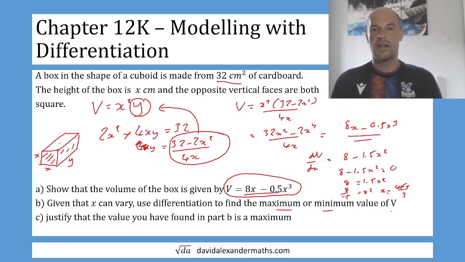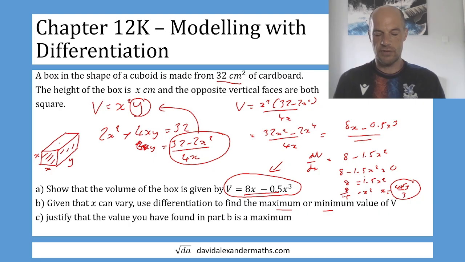There we go. So this is not the maximum or minimum value of V, this is just the value of x that generates the maximum or minimum value of V. So now all I need to do is substitute this back into this equation. So on my calculator I've got 4 root 3 over 3, so I'm just going to do 8 answer, take away 0.5 answer cubed, and I am getting 64 root 3 over 9, or 12.31.